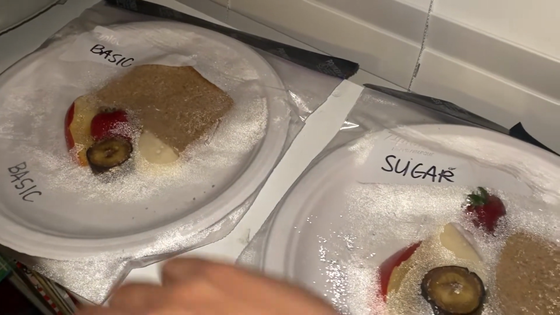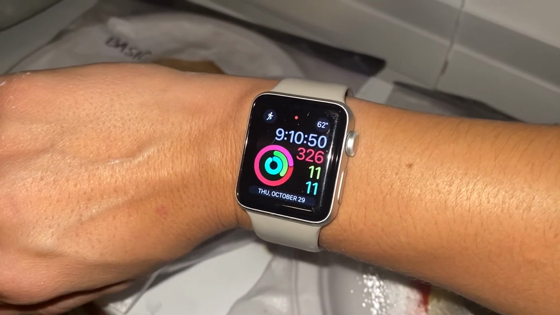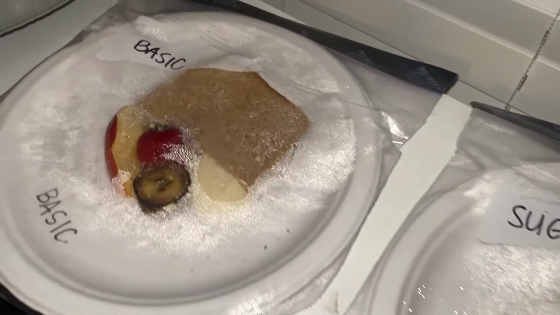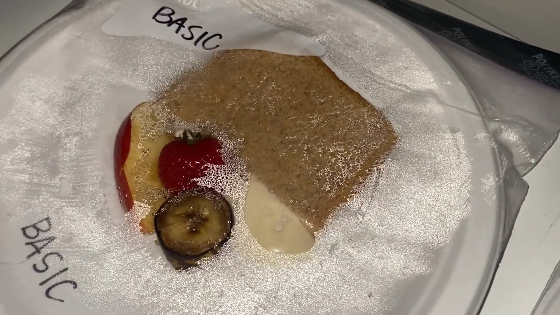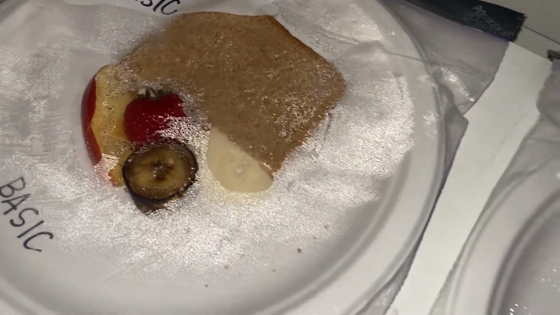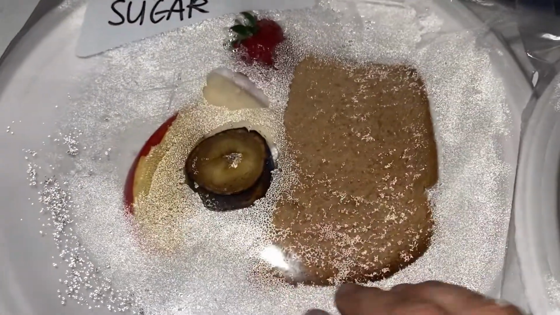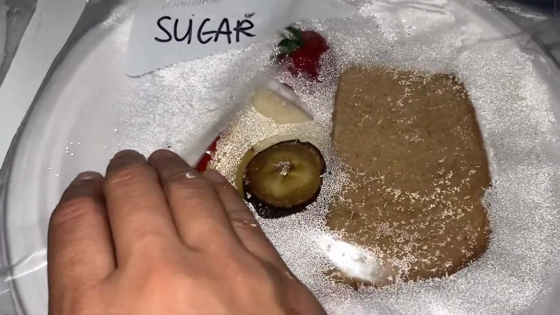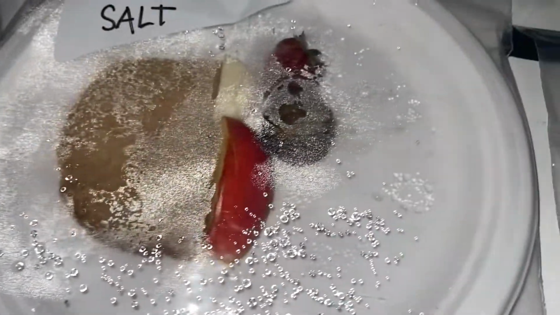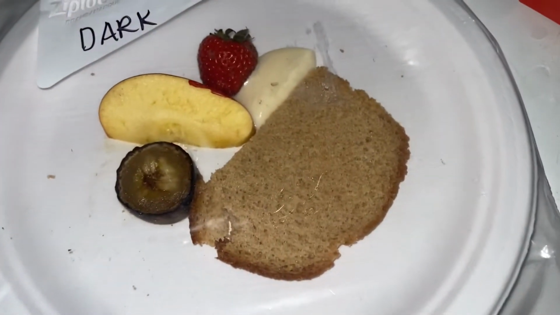Okay, it's day 4, 9:10, Thursday, October 29th. All right, here's our basic. Lots of moisture in here today. The bananas aren't looking so great either. Sugar, salt, and dark.